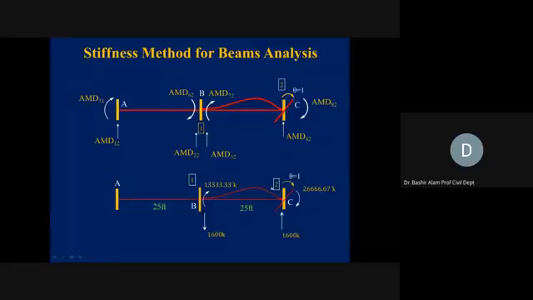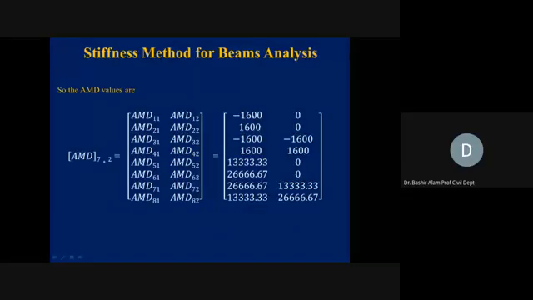From here, AMD12 will be 0. AMD22 is also 0. AMD32 is minus 1600. So here you find that it is minus 16, plus 0, 0 in this one. Very easy. You can do it very quickly.